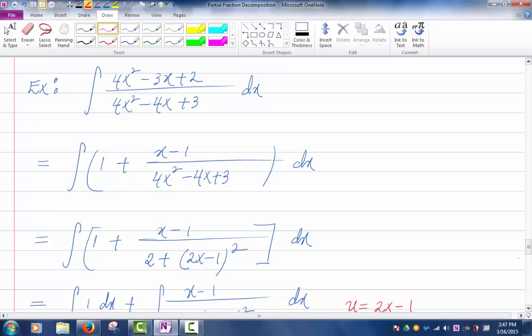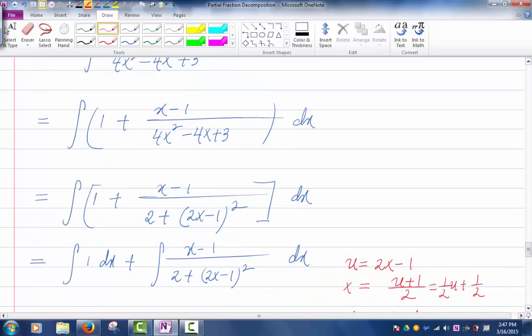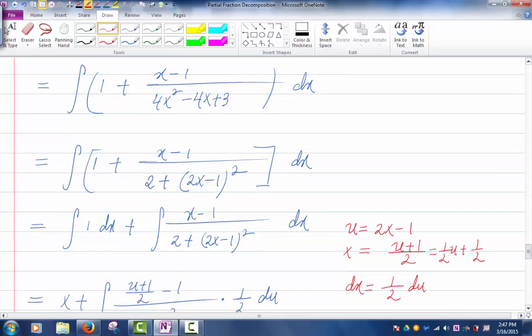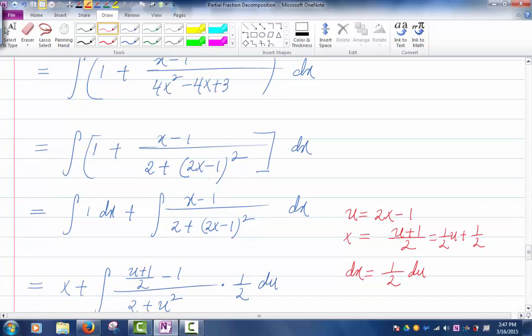So x minus 1 over the irreducible quadratic. What should I do here? Looking at it, I have no clue. Since I have no clue, what I'm going to do is complete the square in the denominator. I showed you how to do that before. And if you do that, you're going to get 2 plus (2x minus 1) squared.